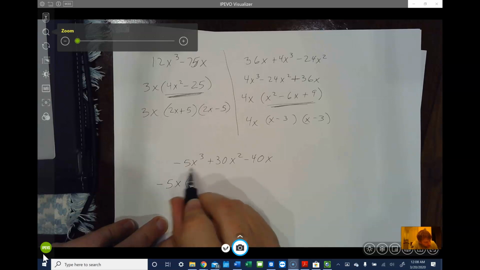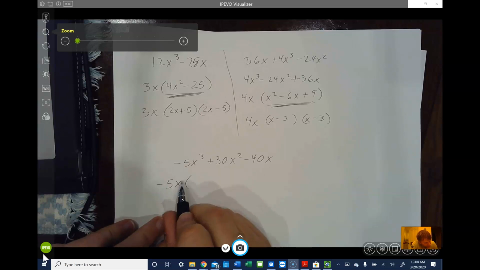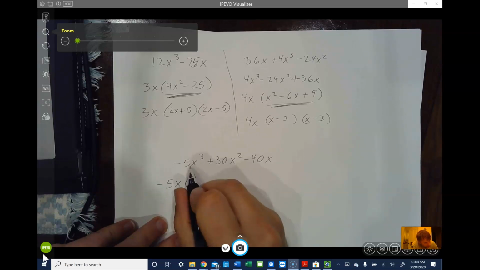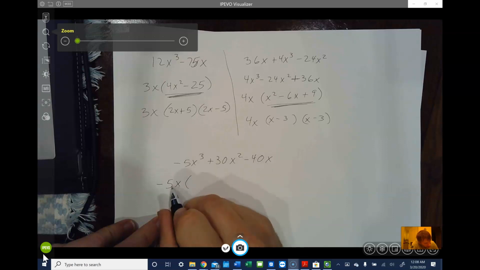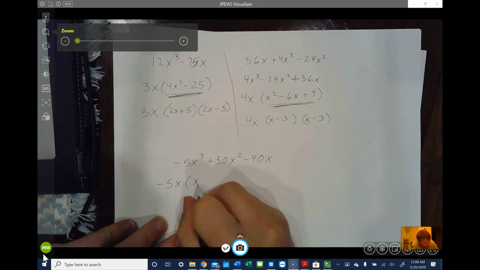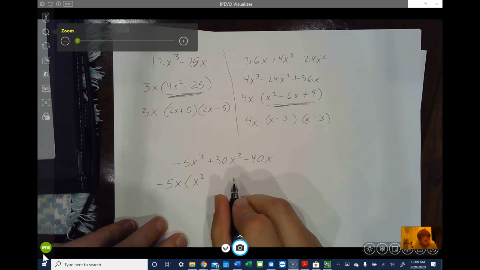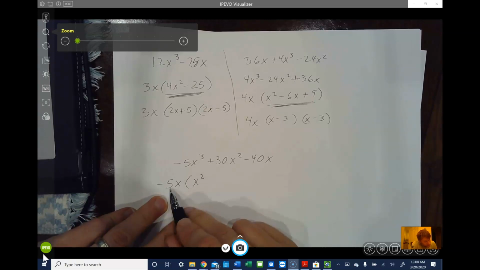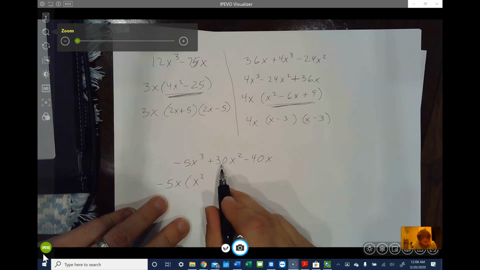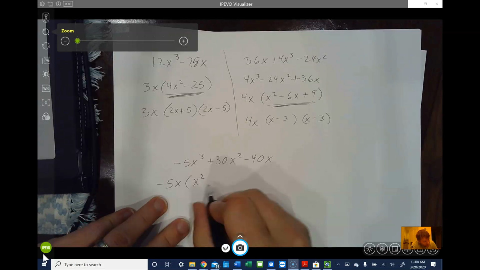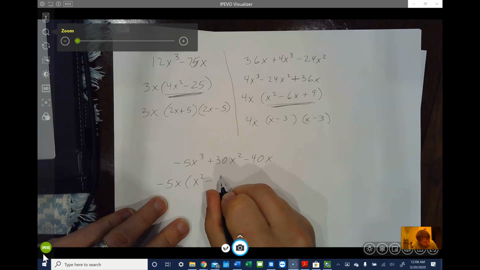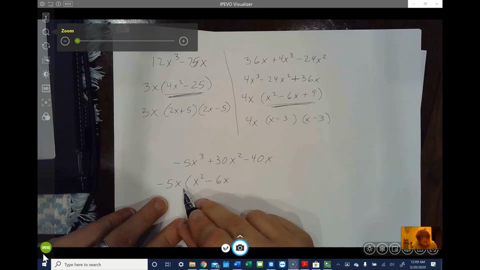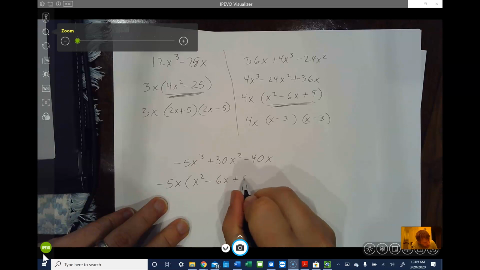Okay. So I'm dividing all these things by negative 5x. What's that leave me with? When I say negative 5x cubed divided by negative 5x, that leaves me with a positive x squared. And just to let you know, each one of these, when it's divided by a negative, is going to change its sign. Like 30x squared divided by negative 5x is going to be minus 6x. And negative 40x divided by negative 5x is positive 8.